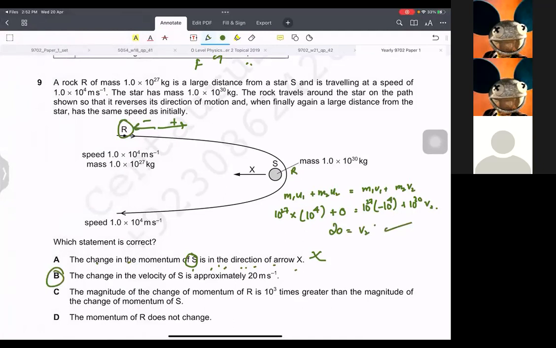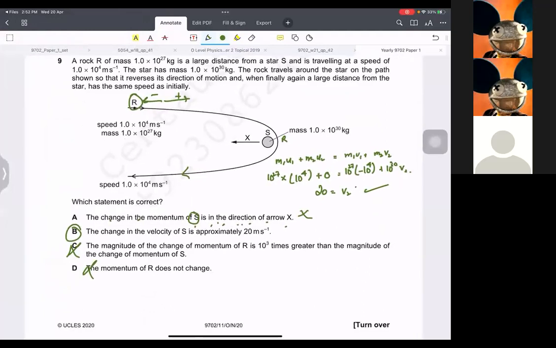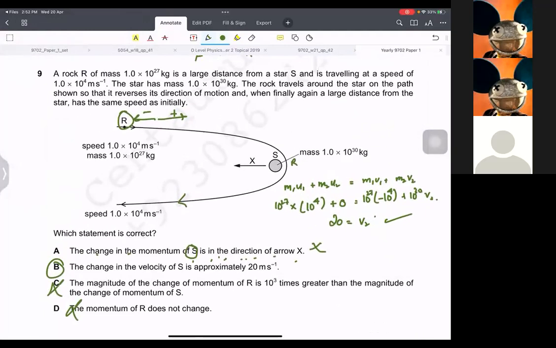Magnitude of change in momentum times would never happen. Magnetic momentum does not change. That is wrong. It will always change because it's change in direction. So that's fine. B is correct. If you want to know more about it, please let me know, if you don't understand anything.